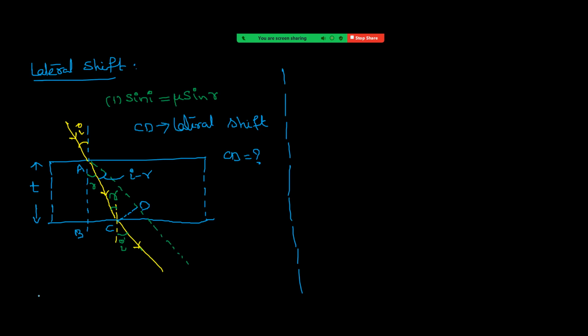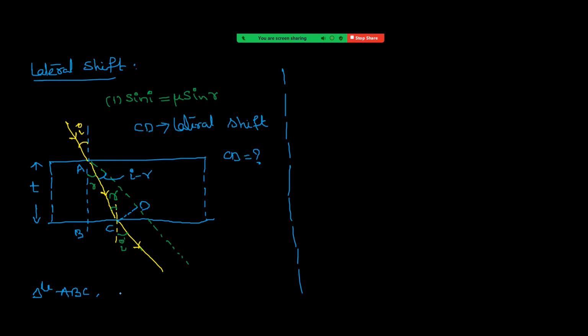First consider triangle ABC. In this triangle ABC, AB is known. We want to get AC because if AC is known, we can find CD. And in this, AC is nothing but the length of the path inside the slab. Means if a question is asked like distance traveled by light in the slab, it is AC. Now we get AC.